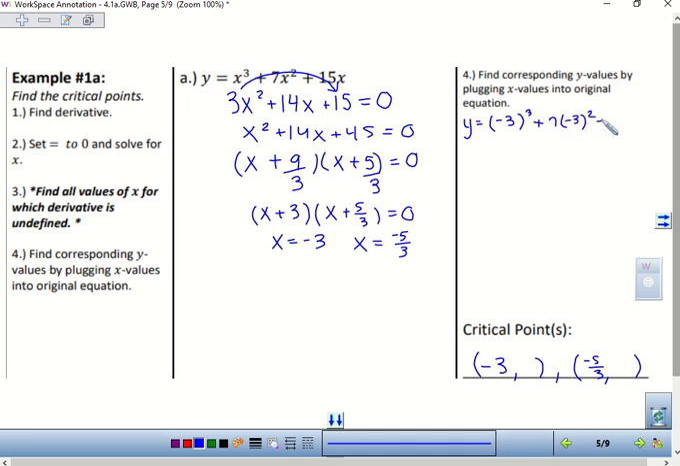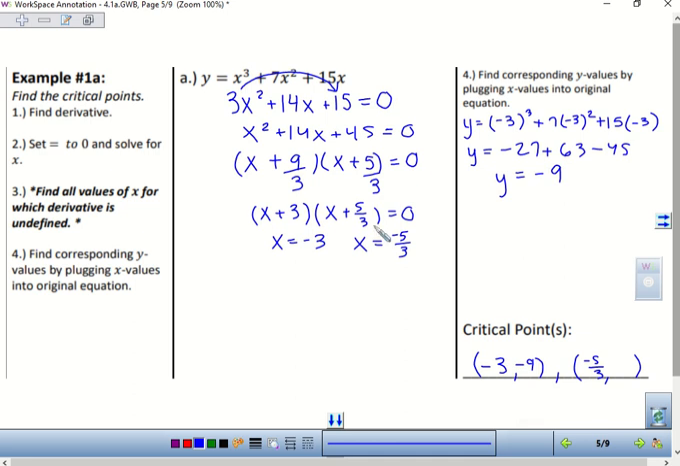So we plug it in. I'm a little bit lagging as always because, you know, technology. So this gives me negative 27 plus 63 minus 45, which is negative 9.